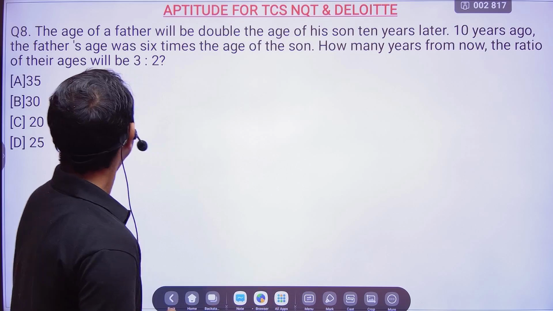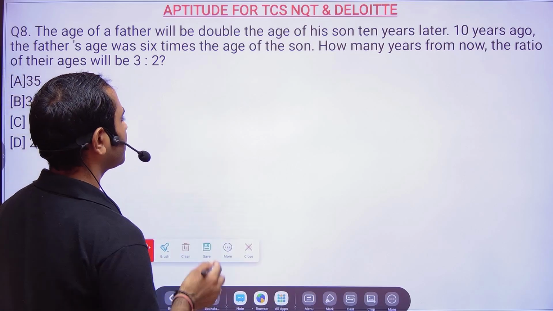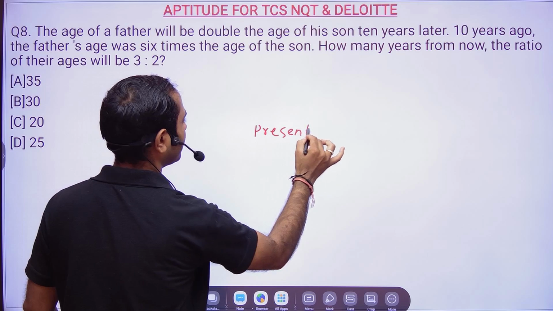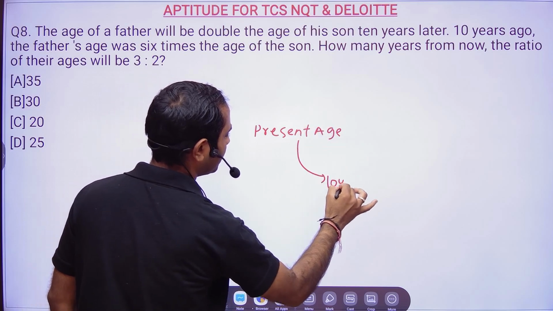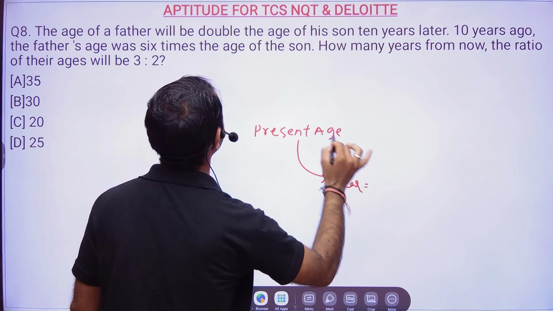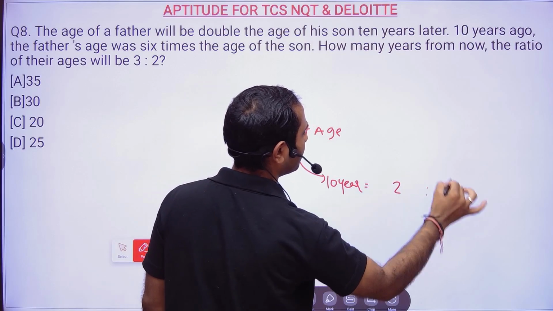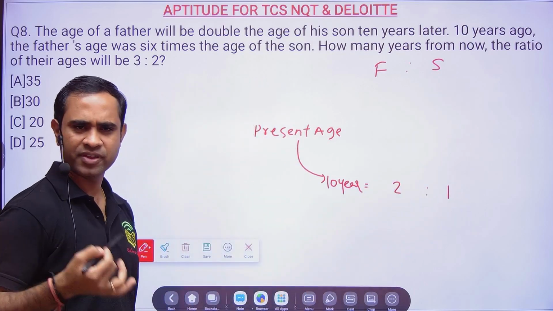Okay, the age of your father will be double the age of his son 10 years later. So let us say, present age we don't know, but we know that after 10 years, father will be double the age of his son. So here I will put father, here I will put son. So father will be twice the age of his son.